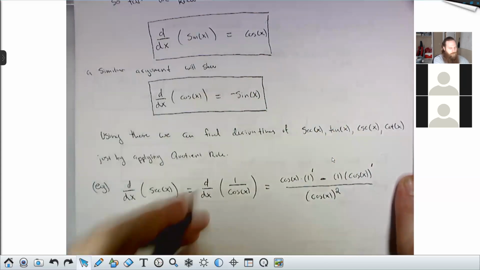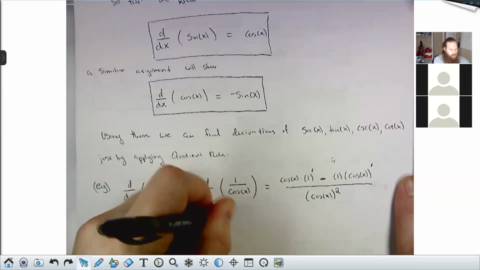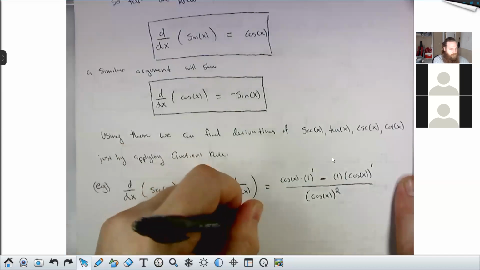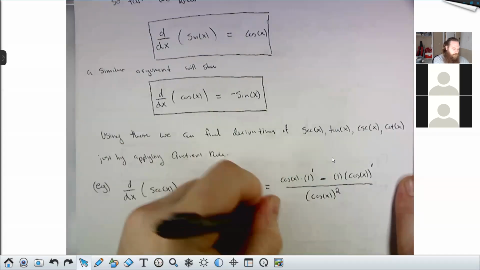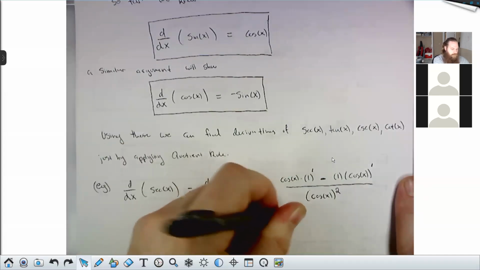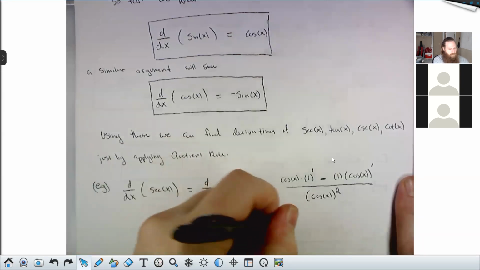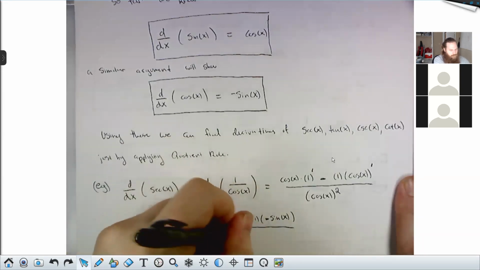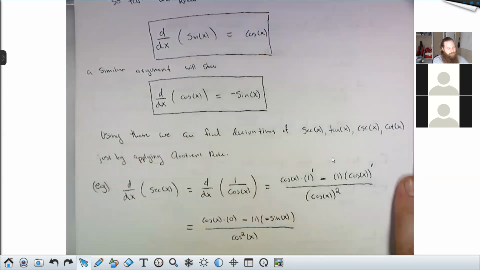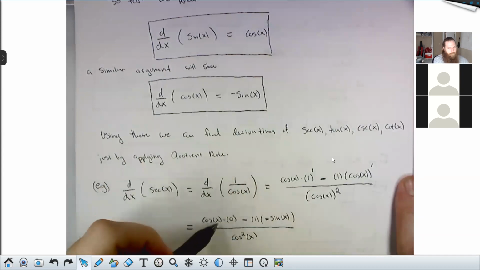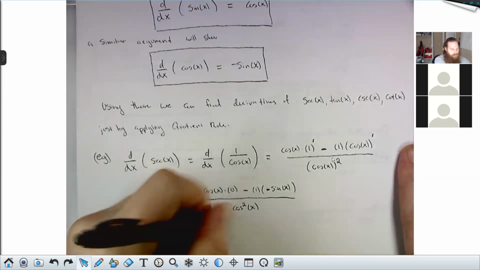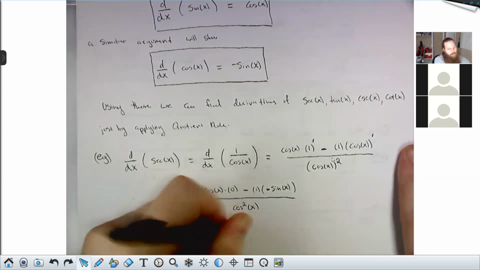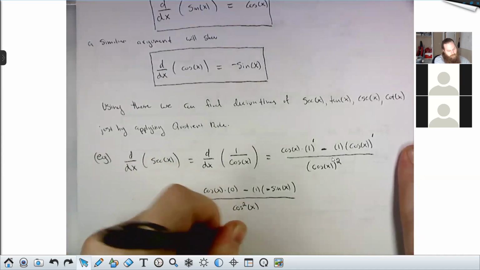So cos x times 1 primed is cos x times 0 minus 1 times the derivative of cos x. The derivative of cos x is negative sine x. And all of this is being divided by cos squared x. So this is 0, cos x times 0 is 0, minus 1 times negative sine x, that's positive sine x, over cos squared x.